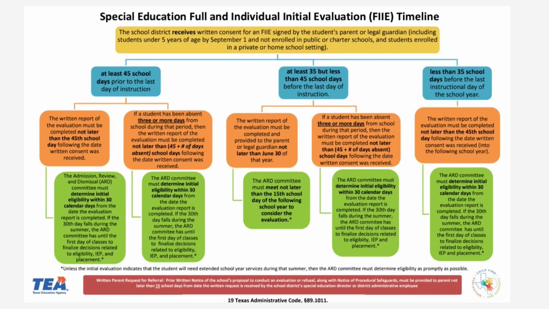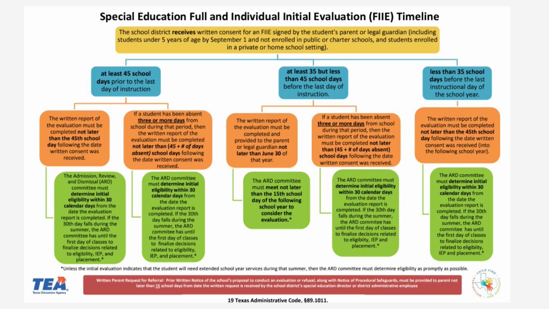Special Education Full and Individual Evaluation, FIIE, Timeline. The school district received written consent for the FIIE signed by the student's parent or legal guardian, including students under 5 years of age by September 1st and not enrolled in public charter school, and students enrolled in a private or homeschooling setting. At least 45 school days prior to the last day of instruction, the written report of the evaluation must be completed no later than the 45th day following the day written consent was received.